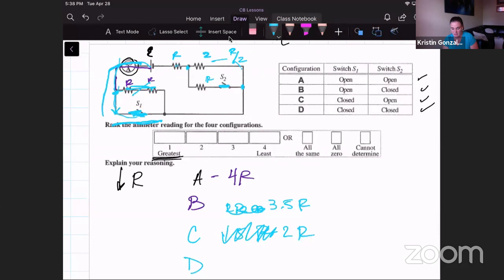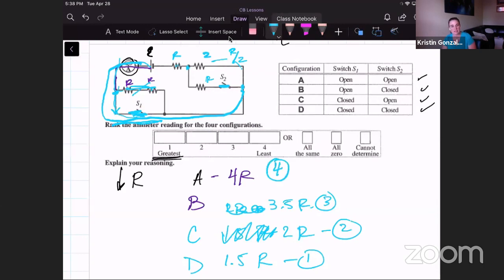So as we go around, I got nothing, nothing, nothing, nothing. Now I get here and switch 2 is closed. So now we get to have just that 1.5R. Okay, so which one of those would have the greatest resistance? That would be D. So this would be first, and then C. Really, we're just going in reverse order. Okay, so looking at that equivalent resistance to find what your total current will be.